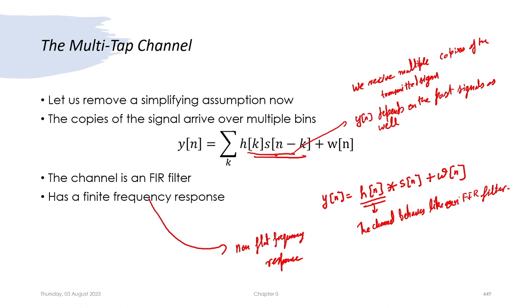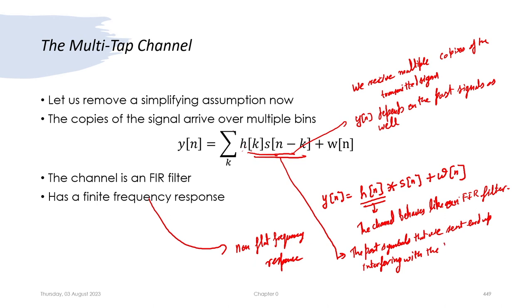So, since yn depends on the past signals as well as present signals, we say that yn is the sum of hk times s(n-k), plus wn. Now, yn is this and the channel behaves like an FIR filter. So the past symbols we sent end up interfering with the present symbols, and this phenomenon is known as inter-symbol interference or ISI, fine.